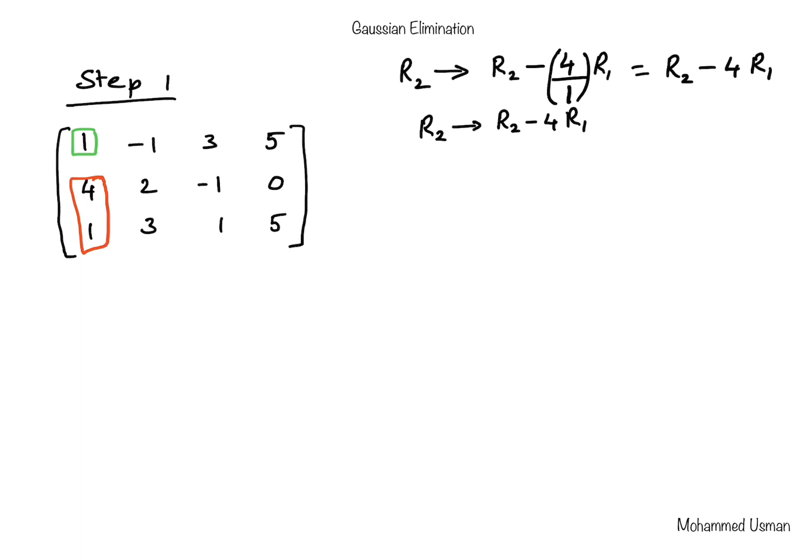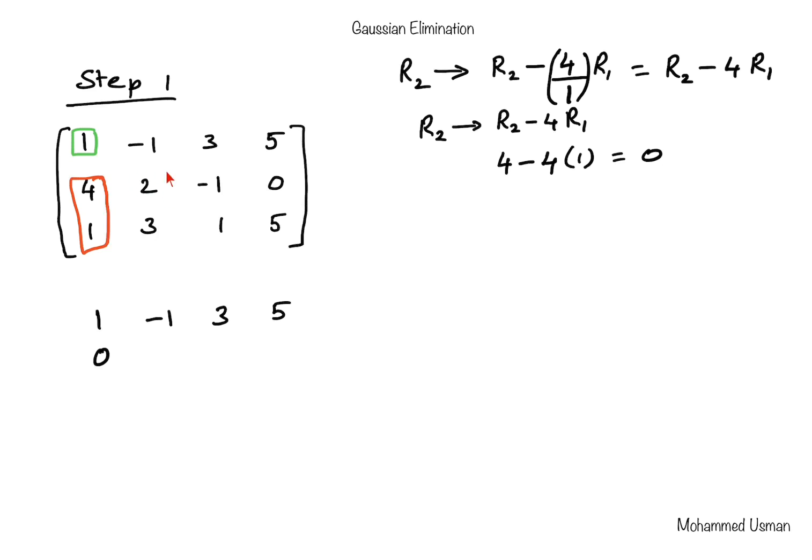The first row is going to remain as it is in our next step, so we'll write that as it is: 1, minus 1, 3, 5. The second row is going to change because we are applying this transformation to the second row, and we have to do it for each element of the second row. So we apply it to this 4. In the second row, we have the first number as 4 minus 4, and the corresponding element in R1 is 1, so 4 times 1. That becomes 0. We'll write that number here.